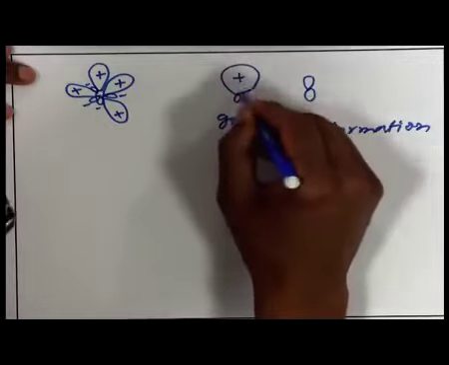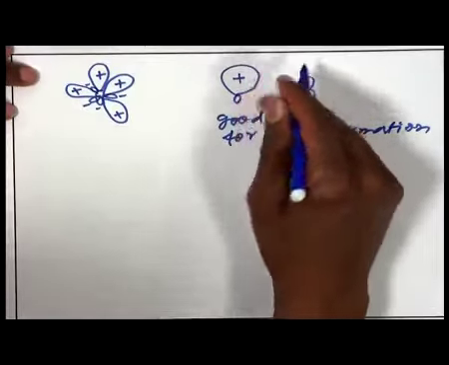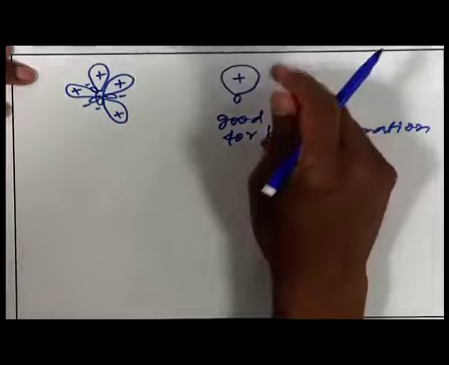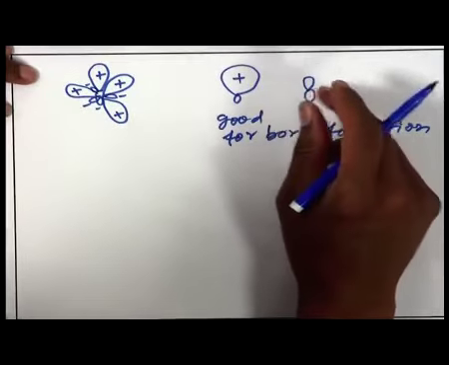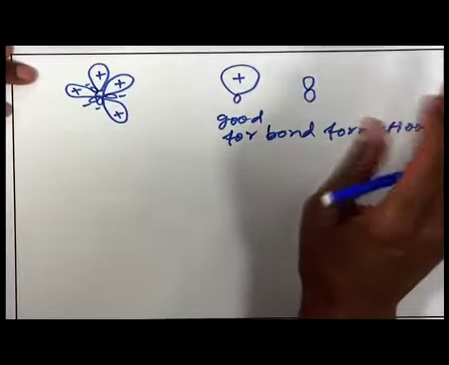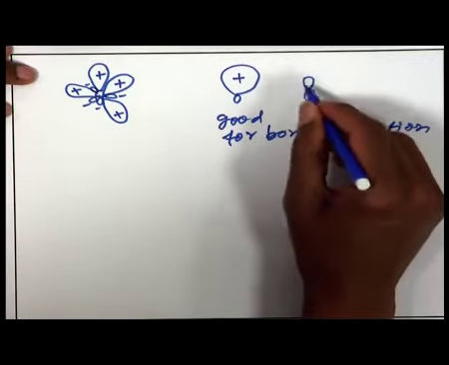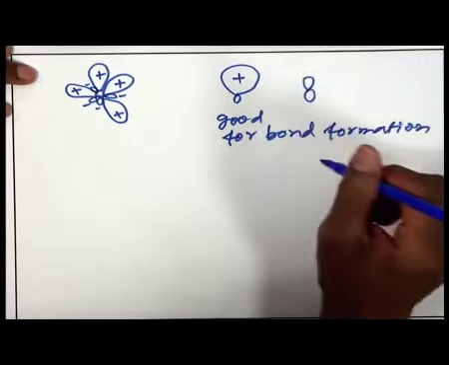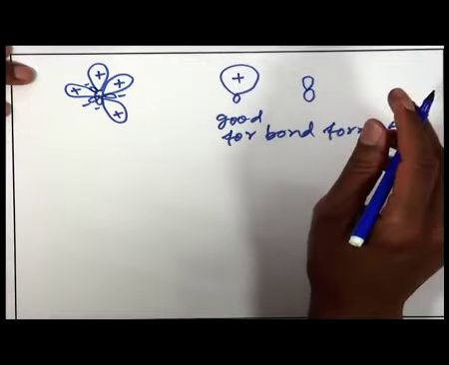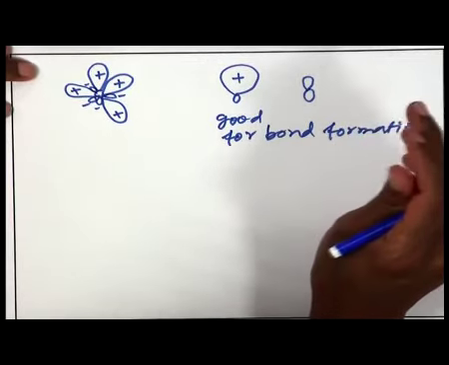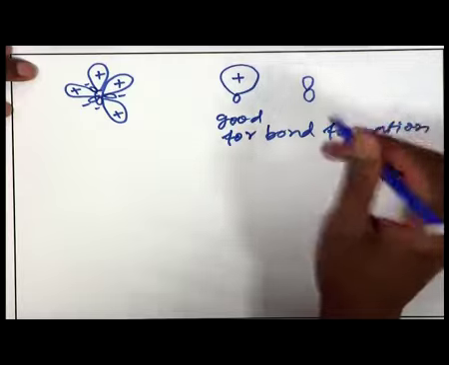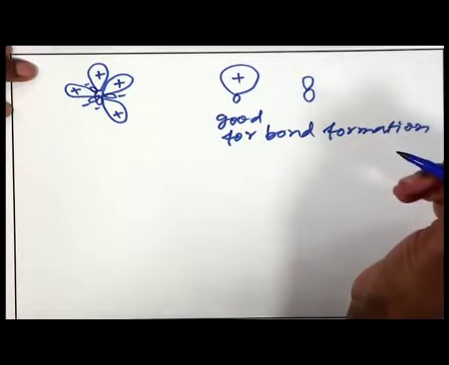When the lobe of the orbital is bigger, it can overlap in a much better way, so the overlap will be much more positive compared to an atomic orbital having an overlap of this size. That is why hybridized orbitals are better for overlapping and hence better for bond formation.